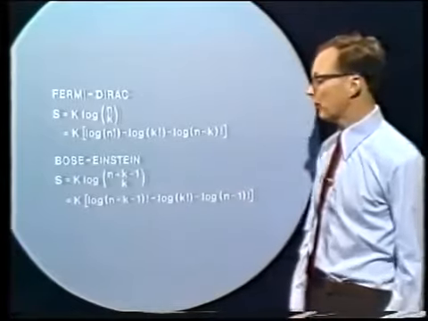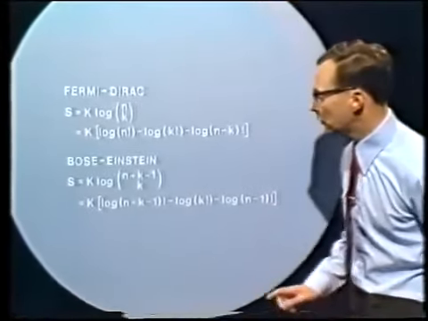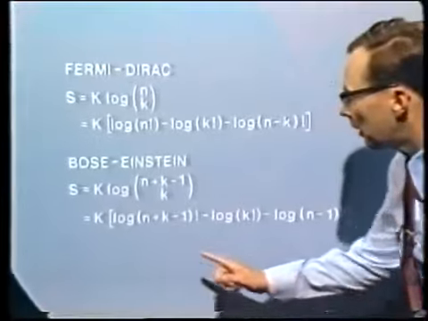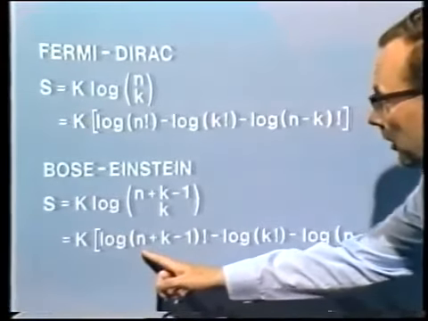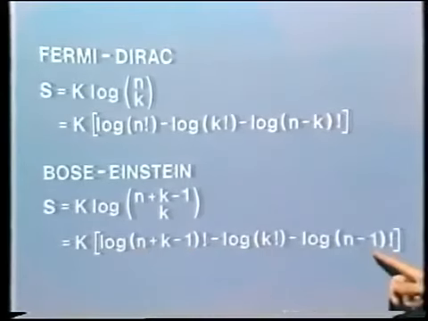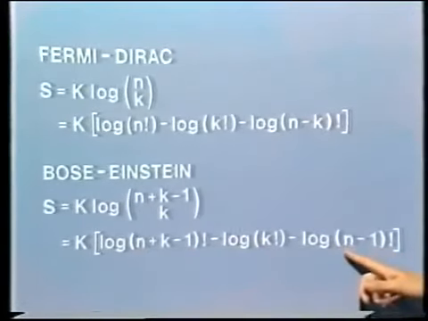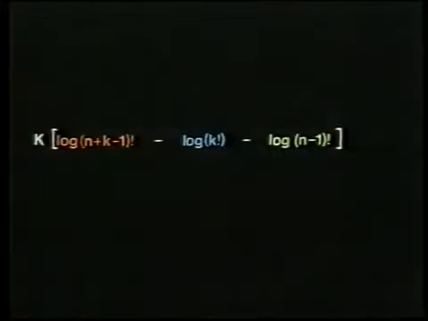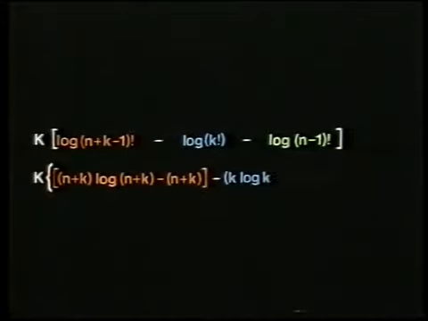And we can do the same sort of thing for the Bose-Einstein case. But first of all, we're just going to make one more approximation. You see, n is very large, and so we can ignore the 1 in comparison to it. And similarly, we can ignore this 1 in comparison with this n. So let's see what this becomes. The first term becomes (n plus k) log (n plus k) minus (n plus k). The second one, of course, is k log k minus k. And the third one is n log n minus n, because we've ignored the 1 again.